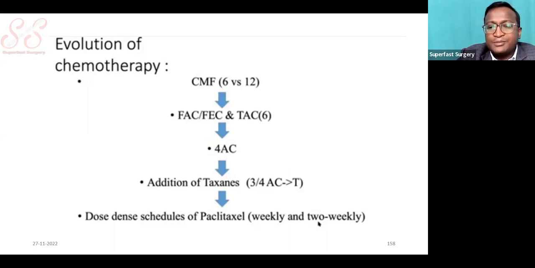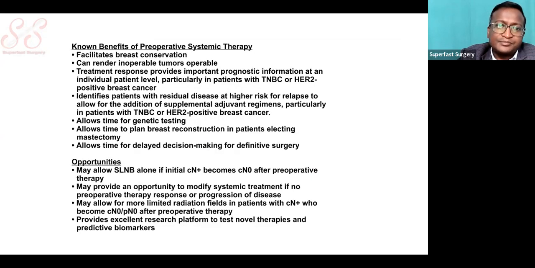And one interesting thing about chemotherapy is that chemotherapy works most effectively when the tumor volume is small and still in its linear growth phase. Okay. So what are the advantages of chemotherapy? The advantage is that it will facilitate the breast conservation. Okay. It can render the inoperable tumors operable. Okay, and we can prognosticate the patient because the triple negative breast cancer and HER2 positive breast cancer will respond very nicely to the chemotherapy. This is known as triple paradox, because even though the tumor is bad, okay, triple negative breast cancer, the response to chemotherapy is very good. So that is known as triple paradox of triple negative breast cancer.